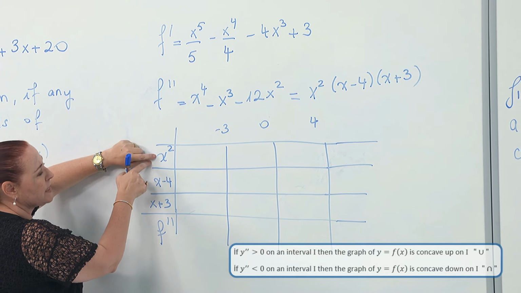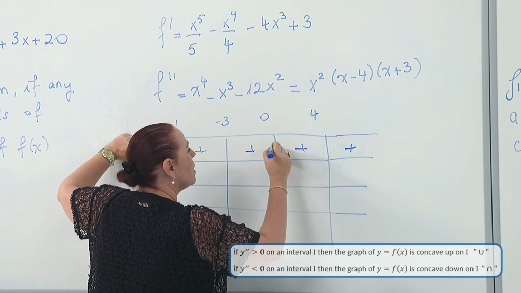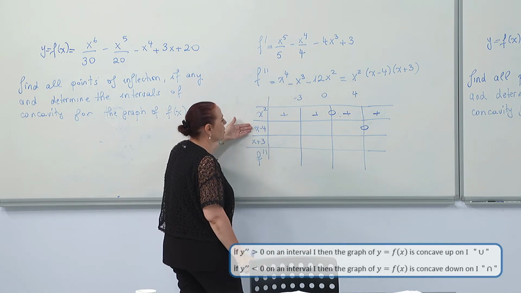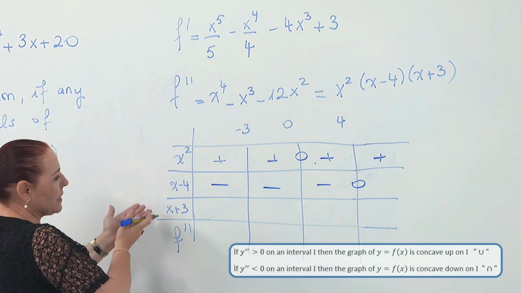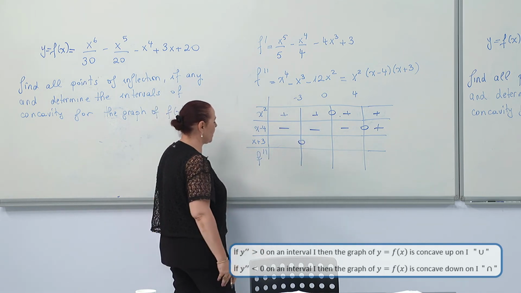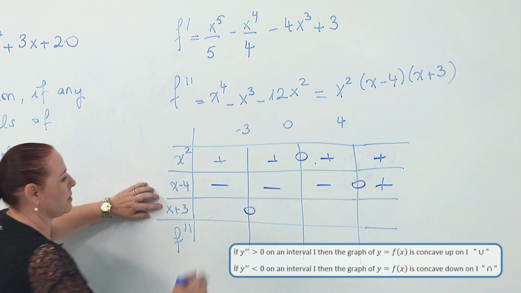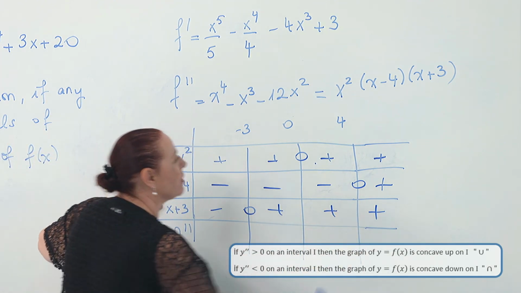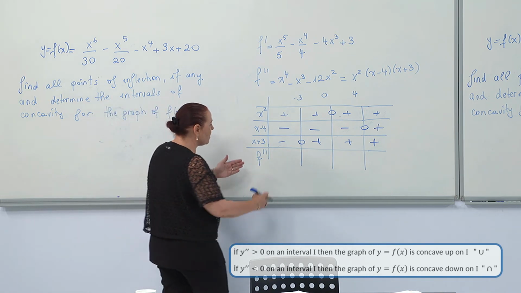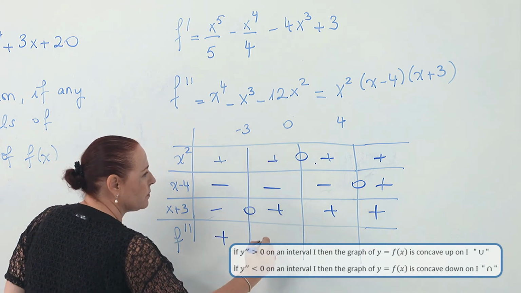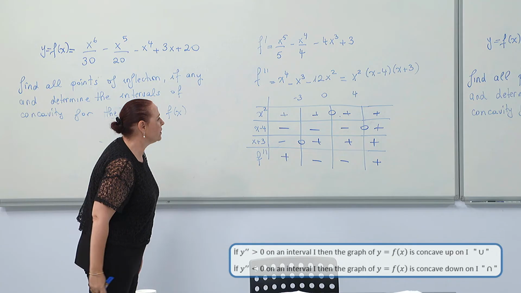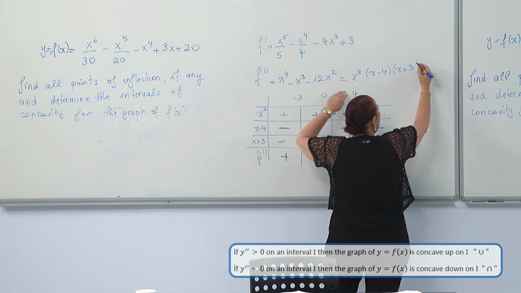First of all, the first one is x squared, which is always positive. X minus 4 is going to be 0 at 4, negative if x is less than 4, positive if it is greater than 4. And for x plus 3, it's going to be negative if x is less than minus 3, and positive if x is greater than minus 3. So the sign of the second derivative is positive, negative, negative, and positive.